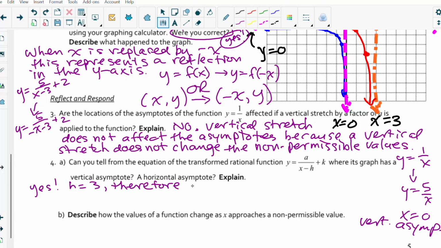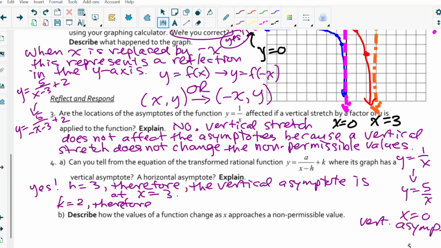Therefore, we saw it in the graph. Therefore, the vertical asymptote is at x equals 3. Okay, same deal when we did all these transformations of log functions, exponential functions. You got to track that vertical translation. Any of these functions that have asymptotes, they're directly affected by the h and k values. k equals 2.